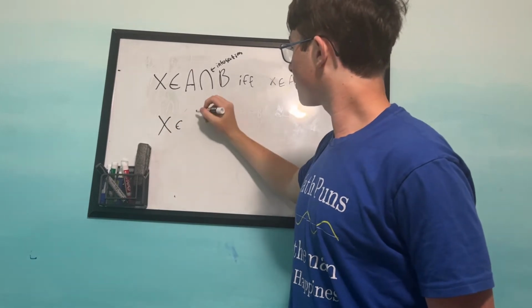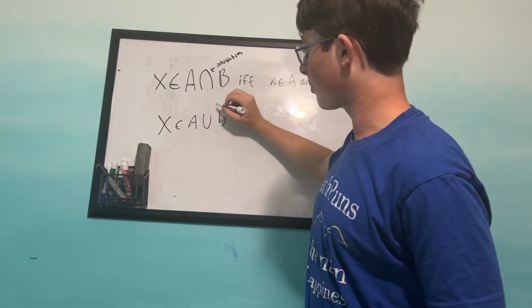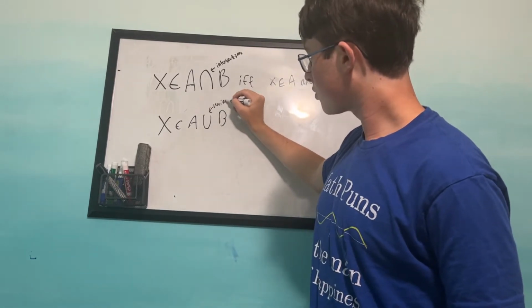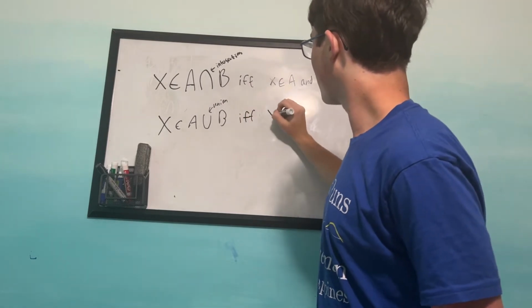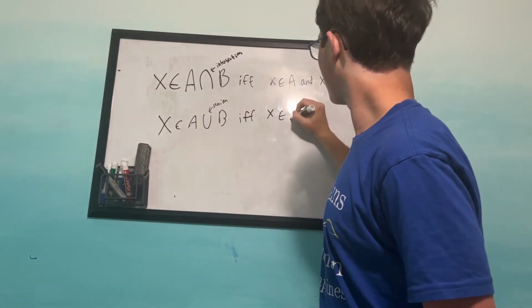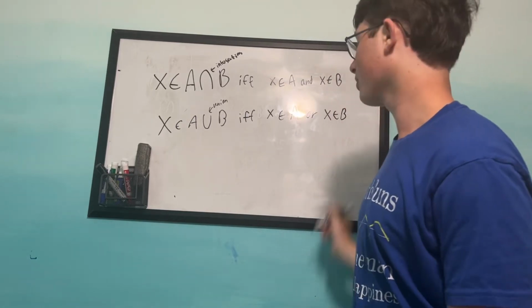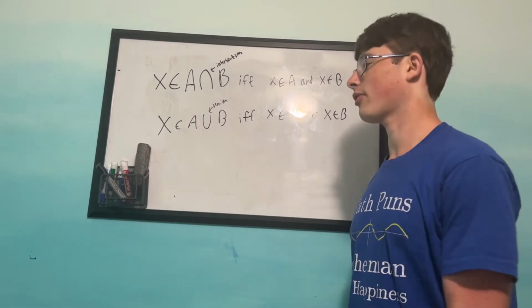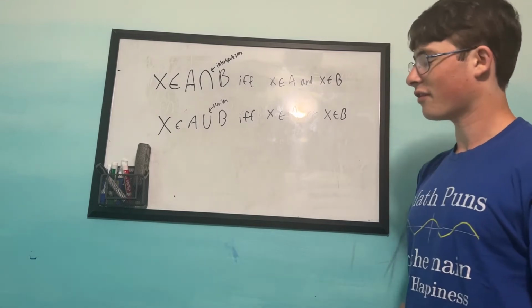And then X is in the union. This is easy to remember because U for union. Let's say sets A and B. X is in the union if and only if X is in A or X is in B. So it doesn't matter if it's only in one of them, as long as it's in one of them, it will be in the union of A and B.